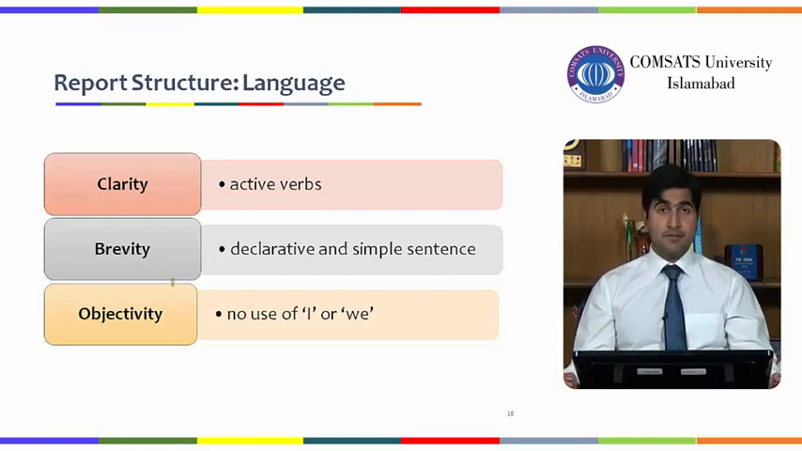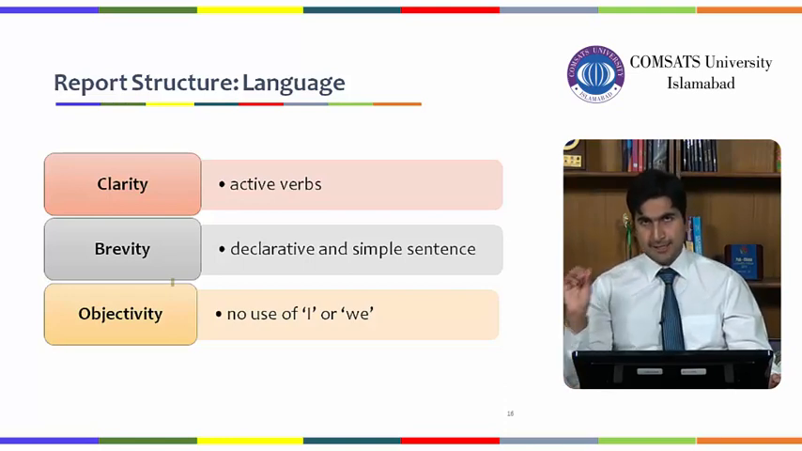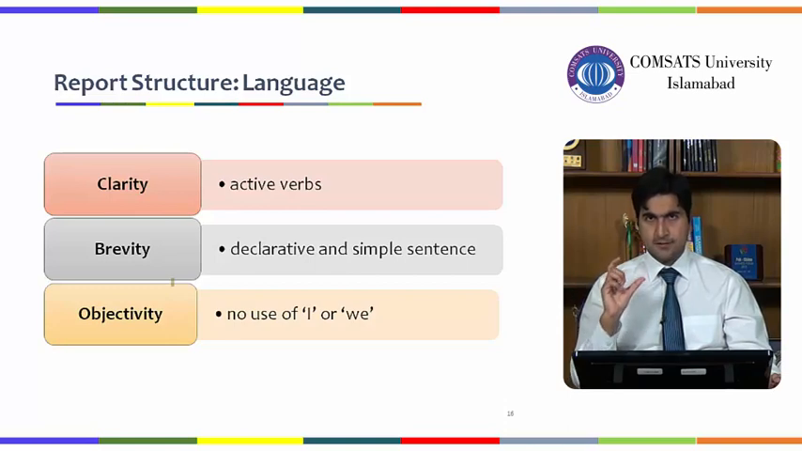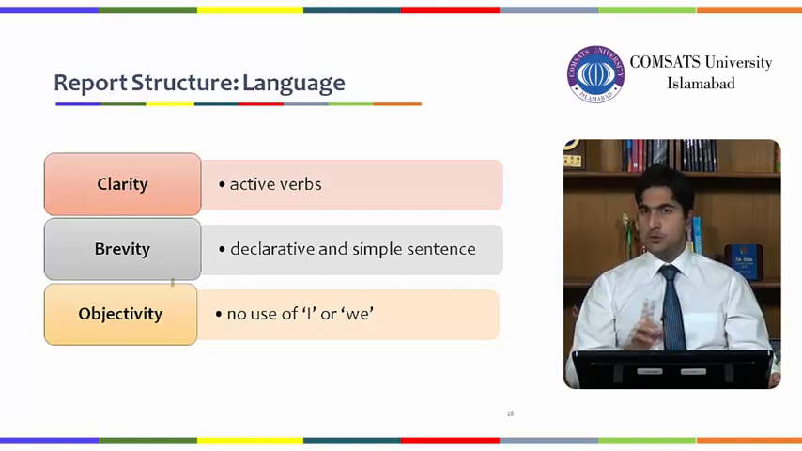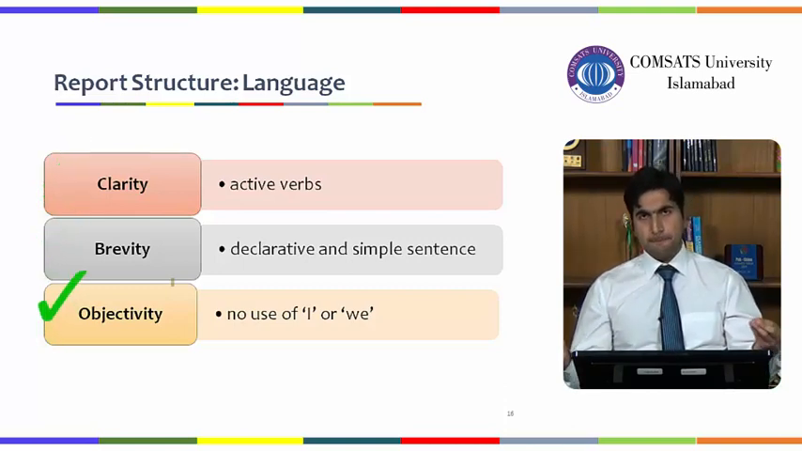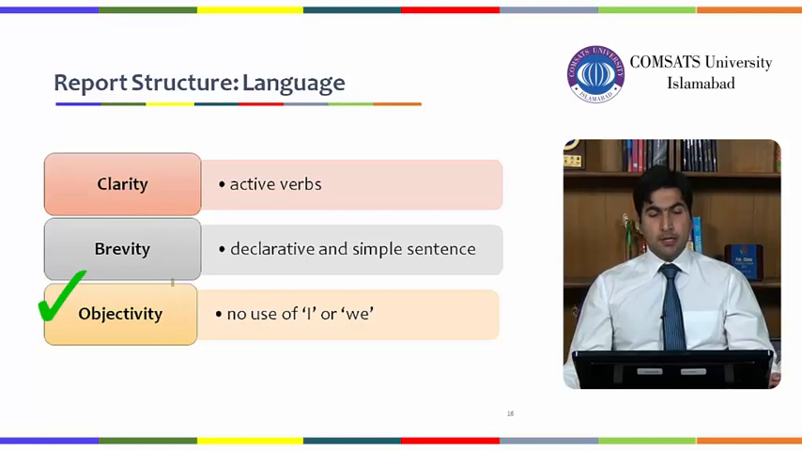There are different types of sentences as well. I don't think there is a need of going into that much detail, but the declarative, within which you are simply declaring things, is the sentence construction which is expected to be there within a report. And keeping things impartial, neutral is the point that you are getting from objectivity. So no use of I or we, meaning clarity, brevity and objectivity is going to be expected and to be there within your report structure. That's how it will become better.